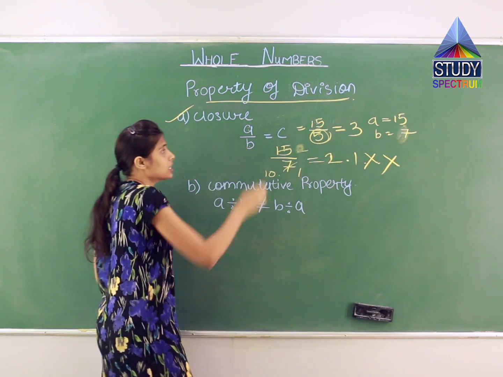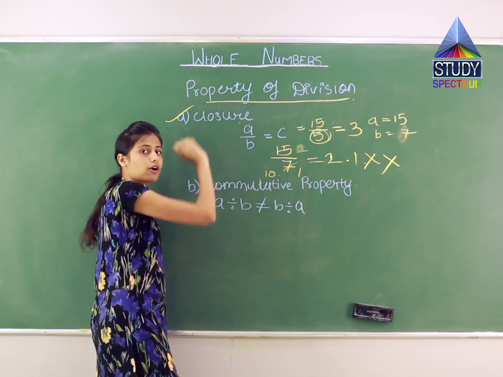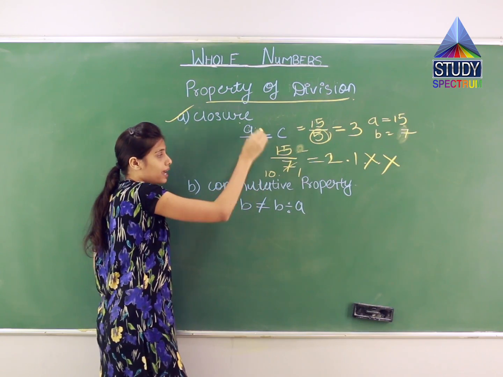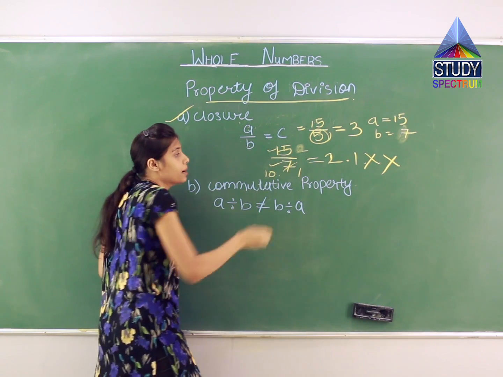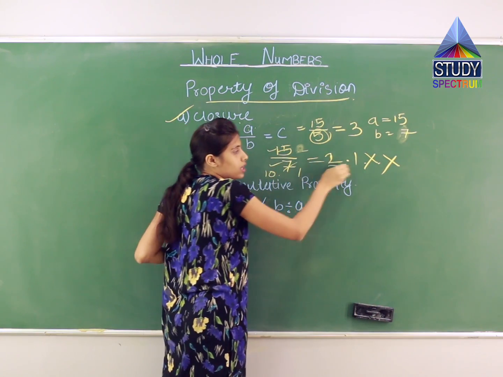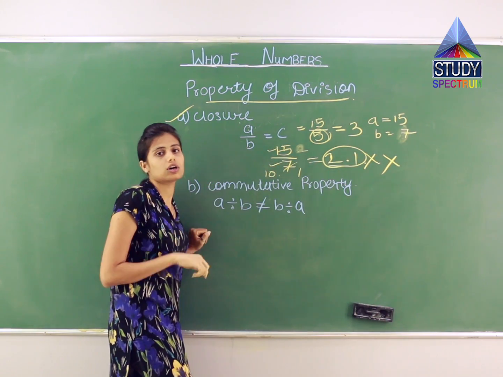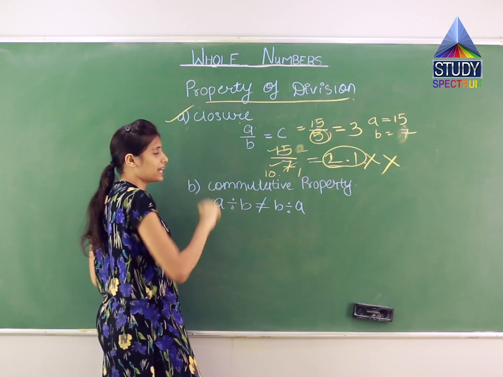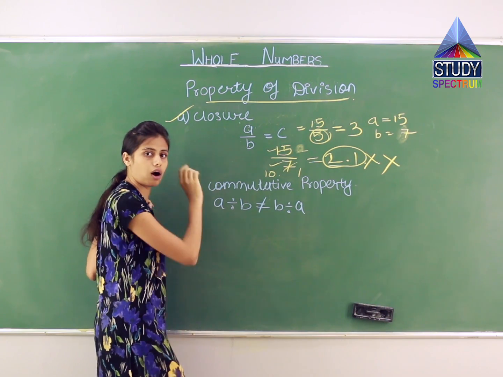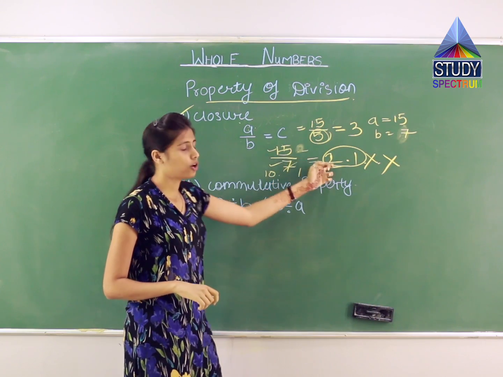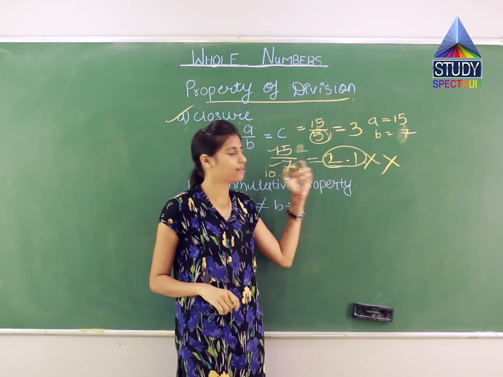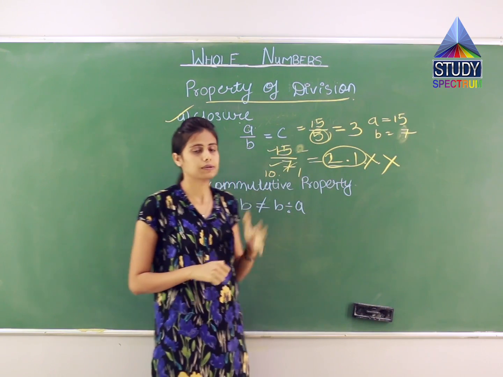It means this property does not hold good for all numbers. Here 15 was a whole number, and 7 was also a whole number, but when I divide them, the answer I get is not a whole number. So this property need not always be fulfilled or always hold good. Sometimes it will not hold good, like over here: 15 divided by 7, the answer was in decimals.